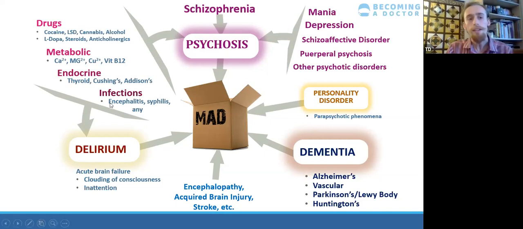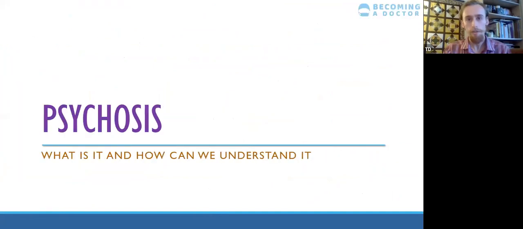And in reality, you don't see many of these very often, except it's more common to see psychosis that's related to drugs. We'll talk about that later. But here's a general picture of all the things that can make you appear mad, as it were. So, let's have a quick look at psychosis, what it means, how we can understand it, how we can approach it.